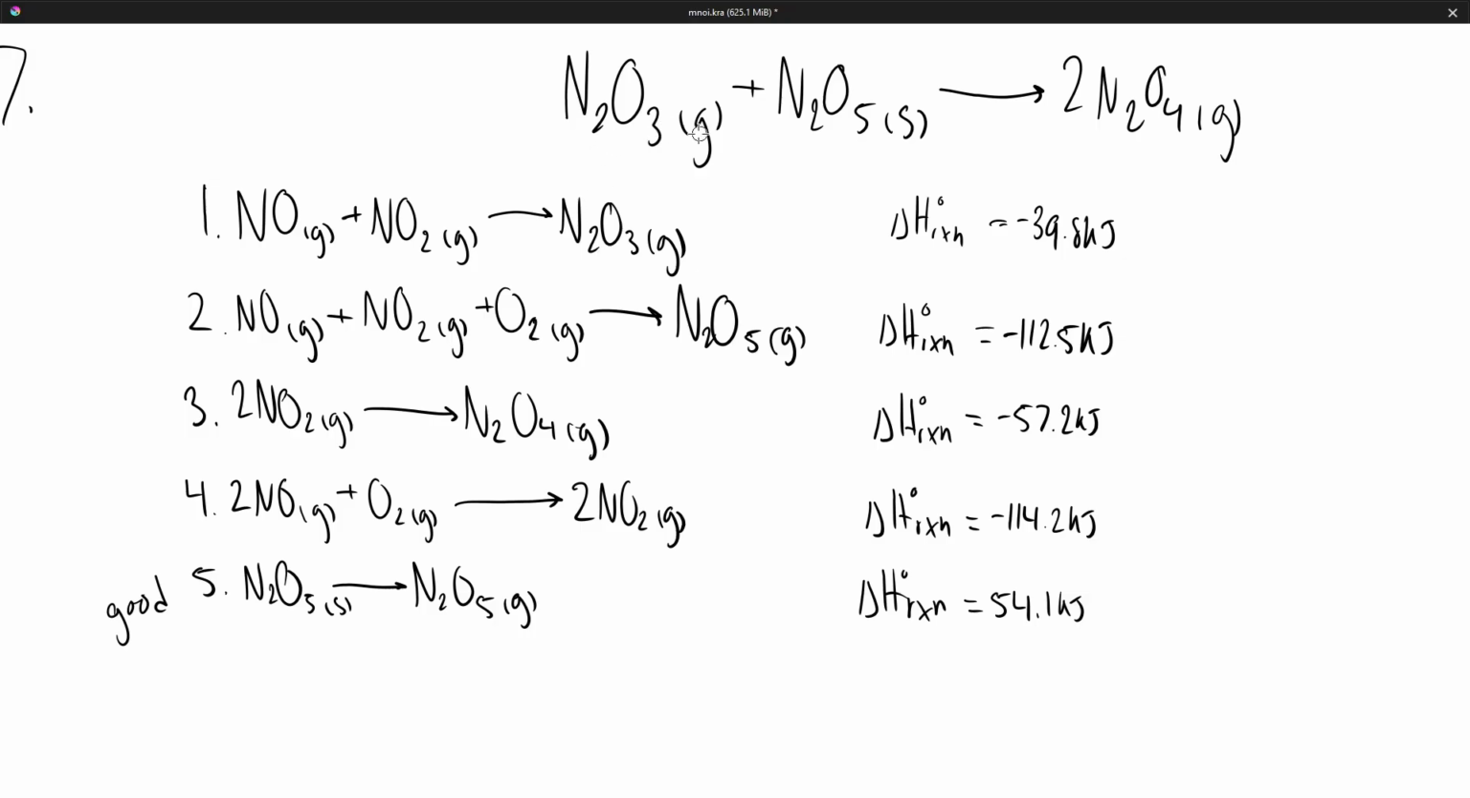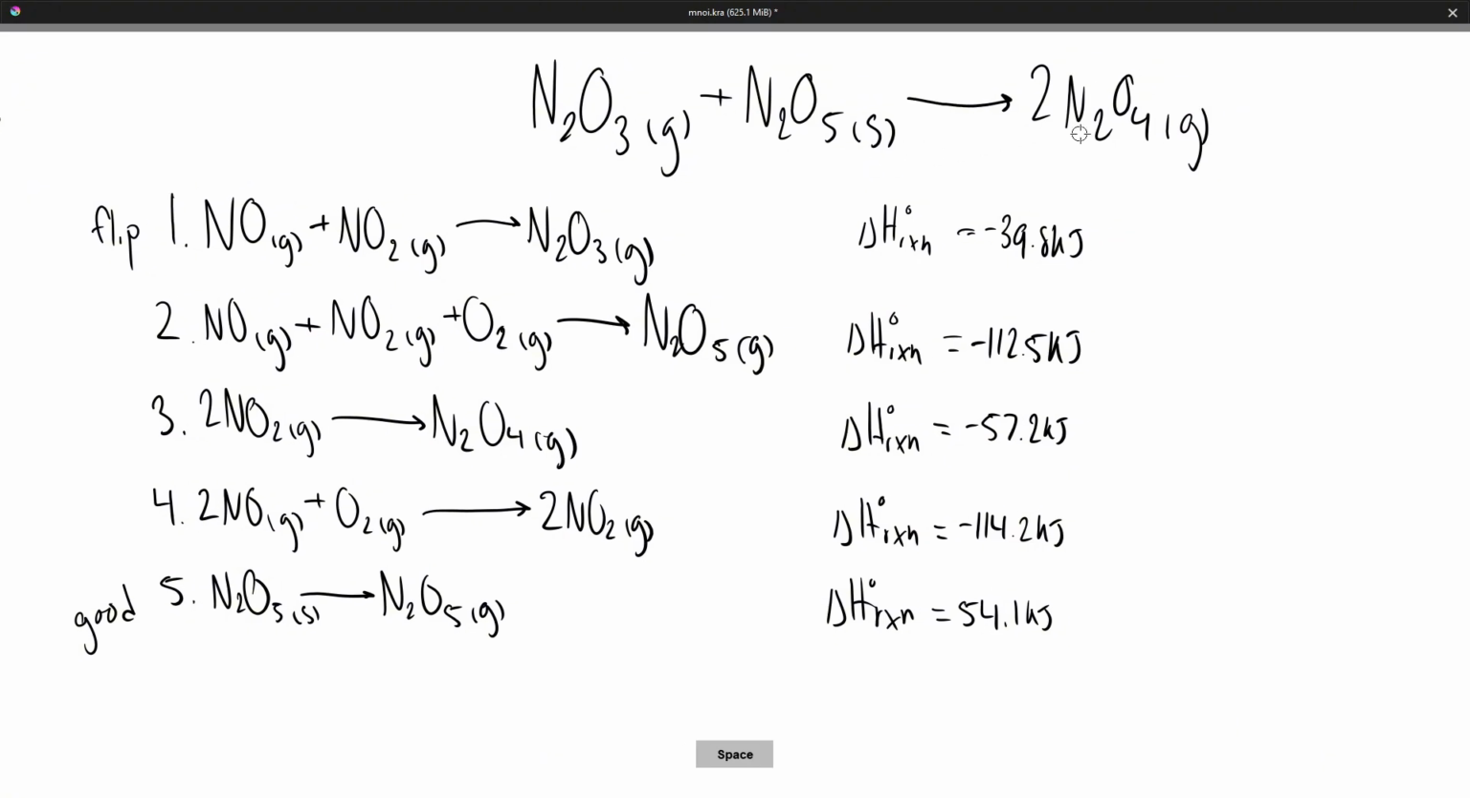Now the N2O3 gas is located on the right side, not on the left, which means we want to flip this. Now the 2 N2O4, it's on the right side, but it's only one right here, so we want to double this. Now we want to cancel out everything else that's not these three right here, since these are part of the final equation, so we don't want to get rid of them.